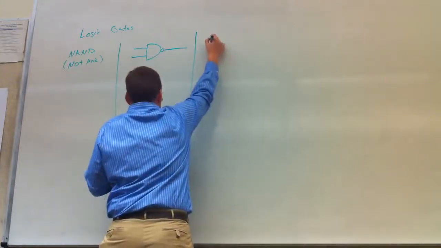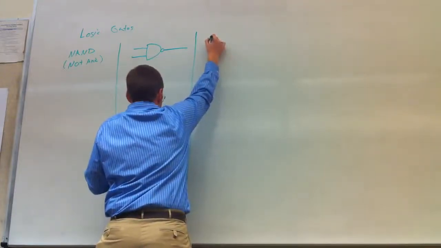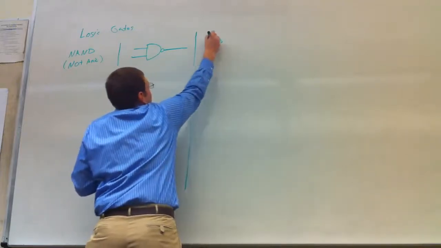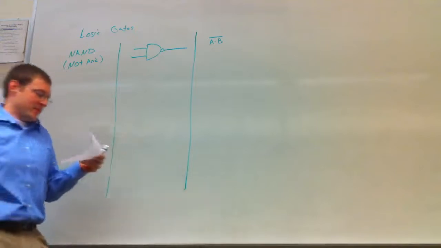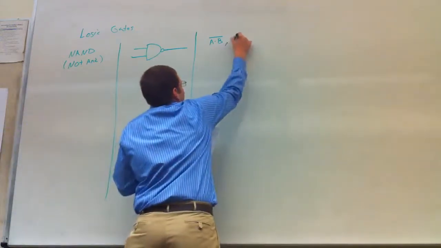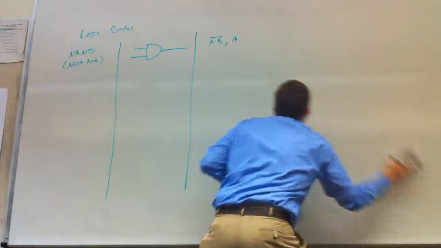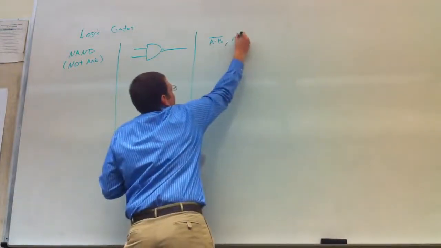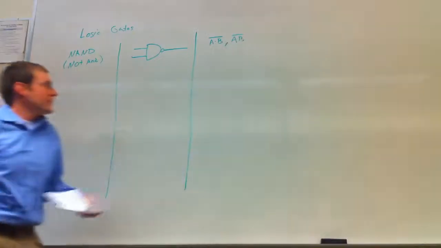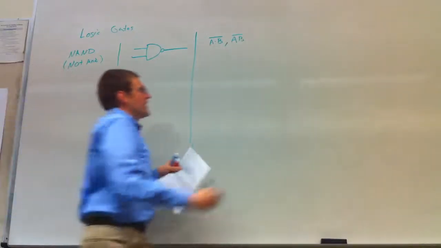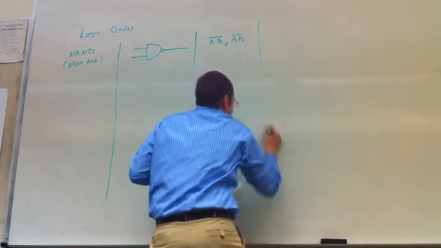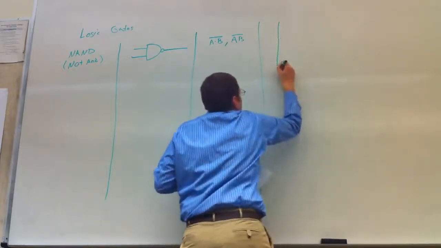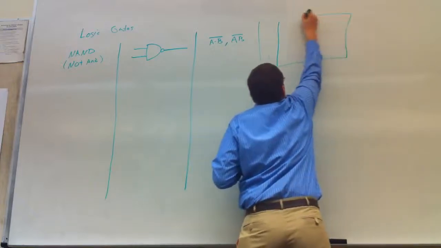And the arithmetic is we need to do A and B, the knot on top, a bar, or we just do A, B, bar on top. Right. And the Venn diagram looks like this.